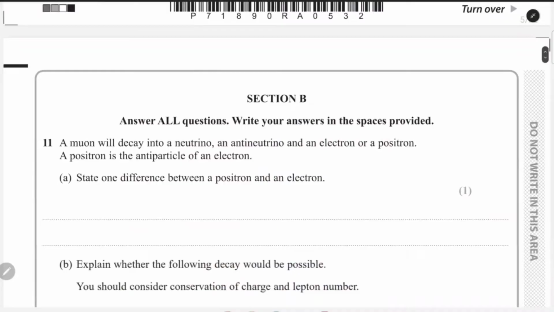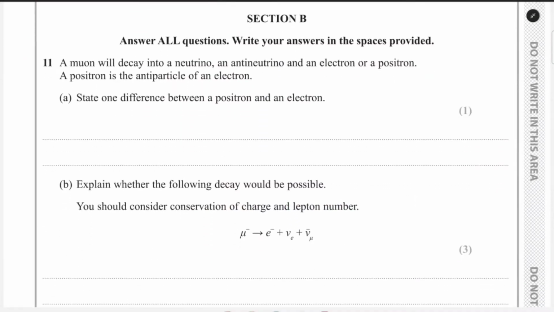Now moving to section B. In the first question, we are asked to state the difference between a positron and an electron. The difference is that a positron is positively charged and an electron is negatively charged, so they are oppositely charged.